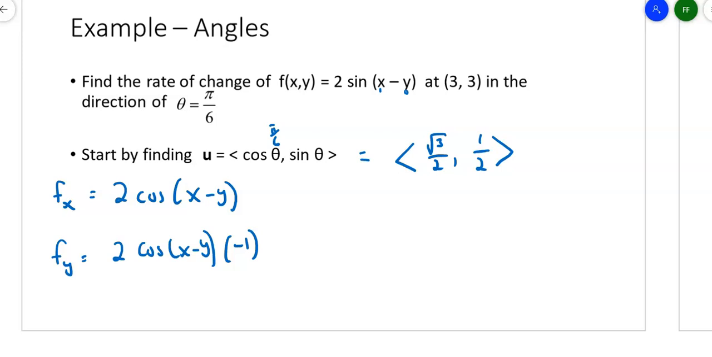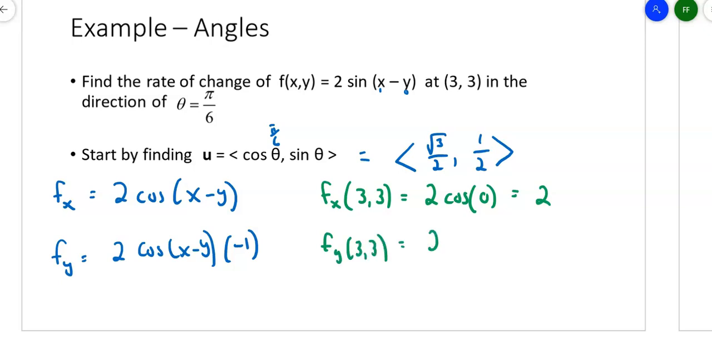All right. It might help us to do some evaluating here rather than do the dot product. So if I do some evaluating here, the partial derivative with respect to x at the ordered pair 3, 3, right? That's my A and my B, is going to be 2 cosine of 3 minus 3, which is 0. Cosine of 0 is 1. So that gives me 2. Partial with respect to y at 3, 3 is going to give me 2 times the cosine of 0 times negative 1. So negative 2 times 1 is negative 2.